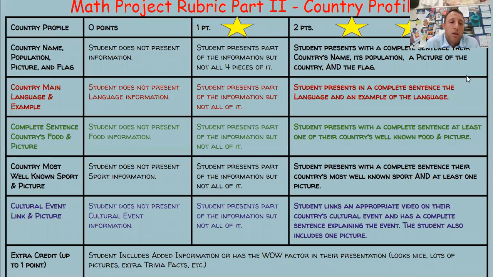Country's most well-known sport and picture. I love sports and I hope a lot of students also like to research this, so it is one of those things. The student presents with a complete sentence their country's most well-known sport and at least one picture. So that was the Lionel Messi soccer, and then I also talked about field hockey.